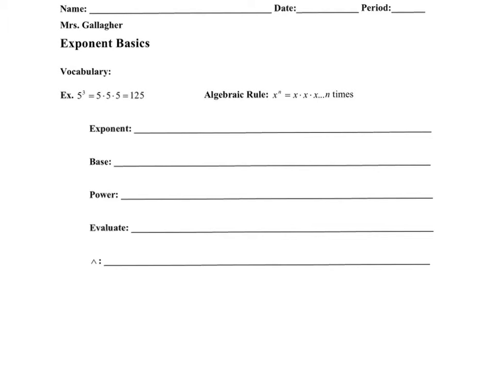So what is an exponent? An exponent is a number that shows repeated multiplication. For example, if you look above, it says 5 to the third power. So let's write that down: 5 to the third power. It's a number that shows repeated multiplication. So your 3 is your exponent. It's telling you how many times you repeat the multiplication.